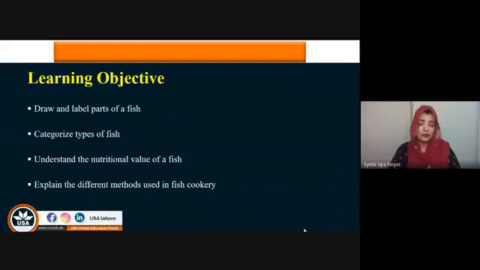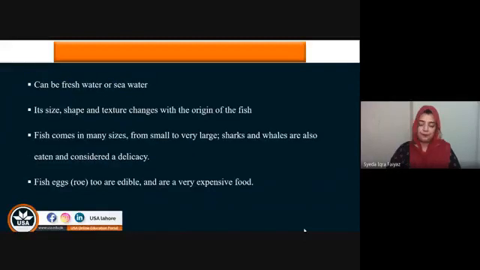The learning objectives of today's topic, fish cookery, are that you will be able to draw and label the parts of the fish. You will also be able to categorize the types of fish, meaning there are different types of fish available in the market and we will identify what kind of fish is for what. You will also understand the nutritional value of the fish: what nutrients are present in fish that make it a major and good part of the diet. And you will be able to explain the different methods used in fish cookery. These are the things you are going to learn from today's topic.